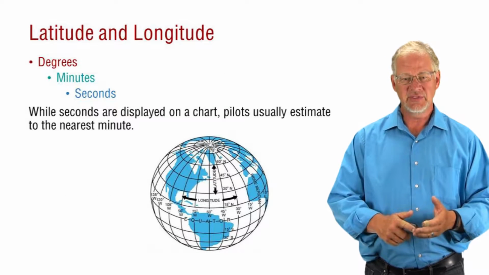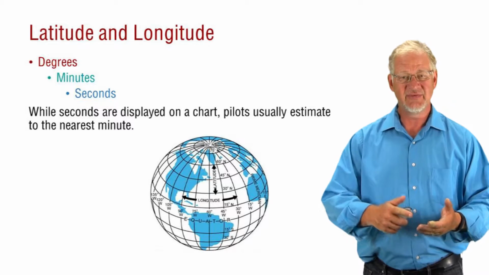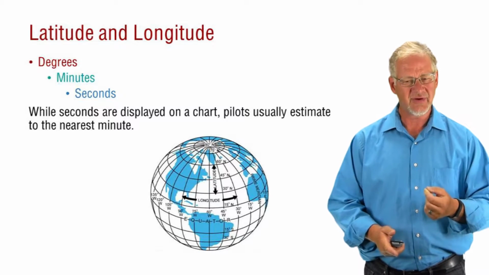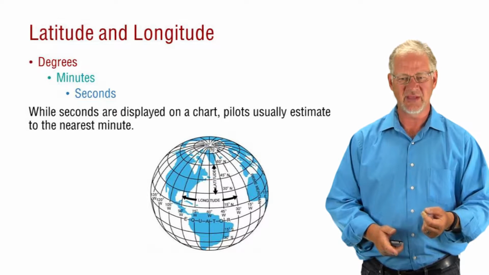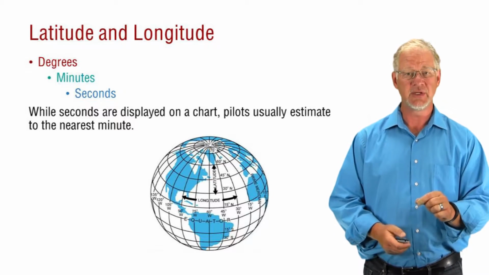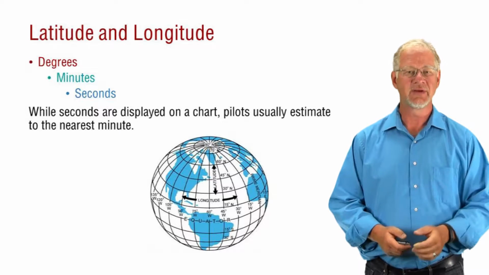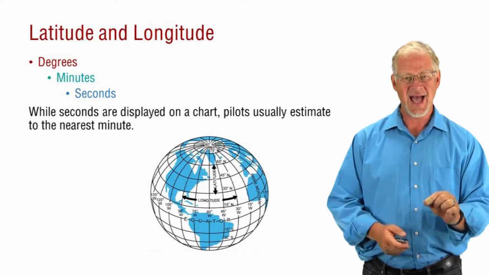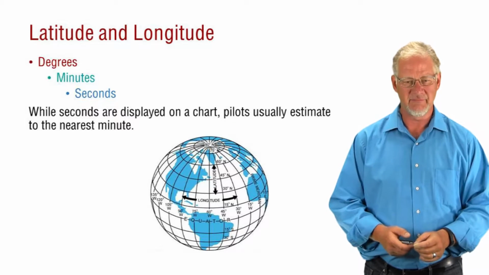Now, the latitude and longitude degrees come down to degrees, minutes, and seconds. While the seconds are displayed on a chart, pilots aren't usually using seconds. We just estimate to the nearest minute. And for the purpose of what you're going to be doing with NOTAMs, getting down to the nearest minute is certainly going to be close enough. And we'll tell you and show you how to do that coming up in a couple of minutes.